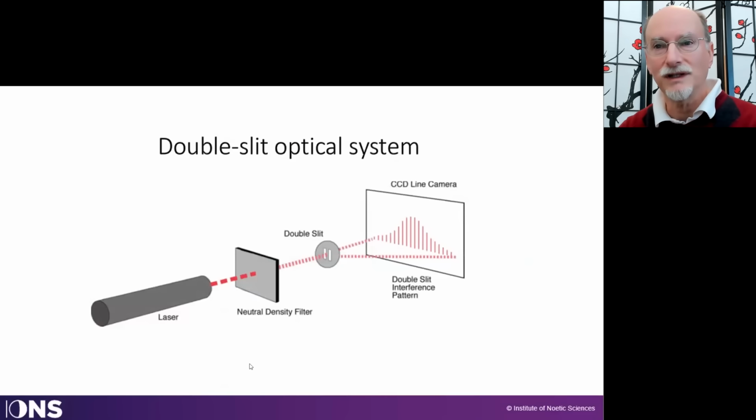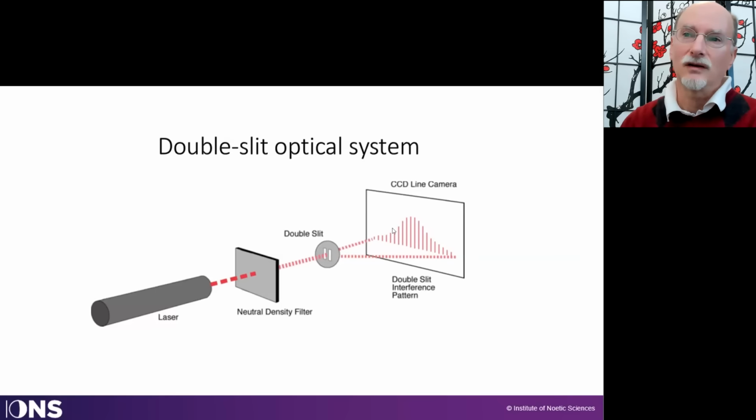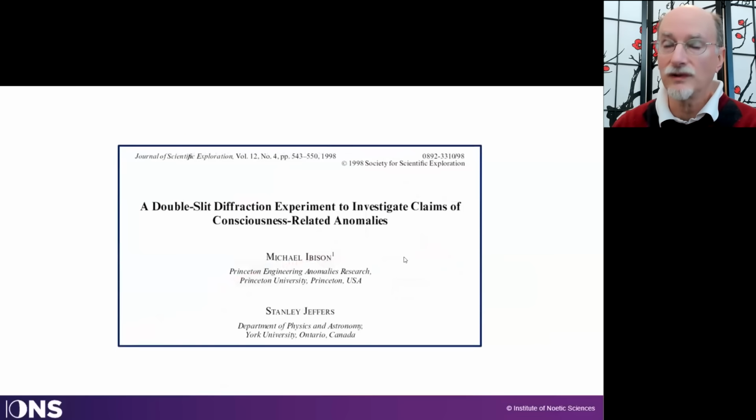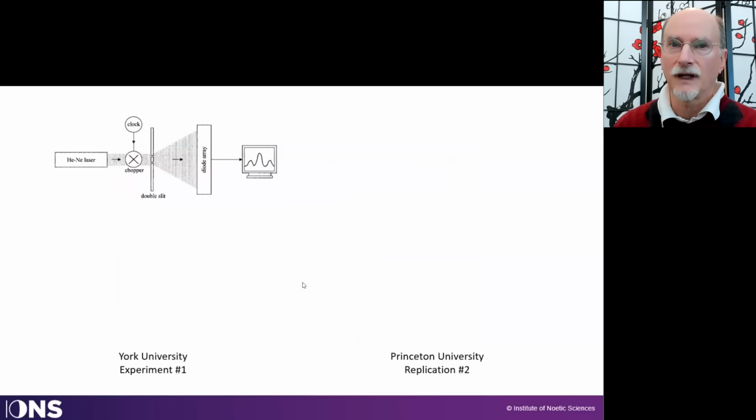So you can take a double slit system, very simple, it's a laser, a neutral density filter to cut down the illumination, a double slit, and then some sort of a camera or screen that catches the result. So the first two experiments looking at this issue were published in the Journal of Scientific Exploration, 1998. The first one was Stanley Jeffers at York University, and then Mike Ibbison at Princeton. This is their setup. It's a classic double slit setup.